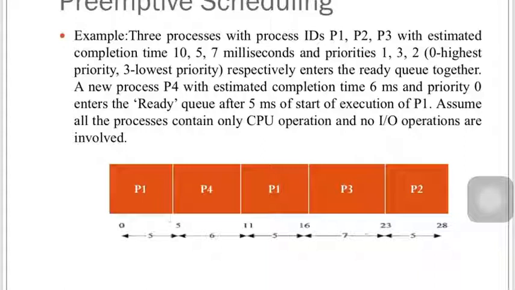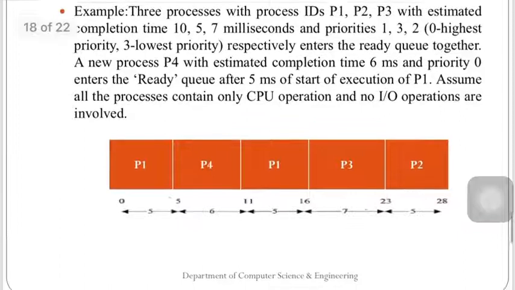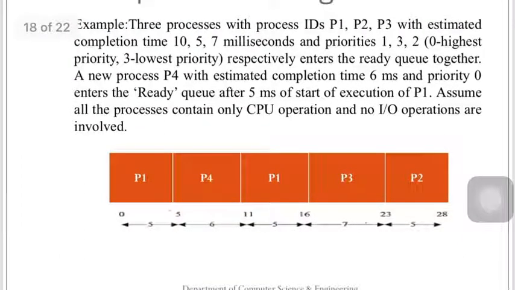Now P1, P2, P3 enter together. A new process P4 with estimate completion time of 6 milliseconds and priority 0 enters the ready queue after 5 milliseconds of the start of execution of P1. Assume all the processes contain only CPU operations. So again we need to calculate the average turnaround time and average waiting time for this.